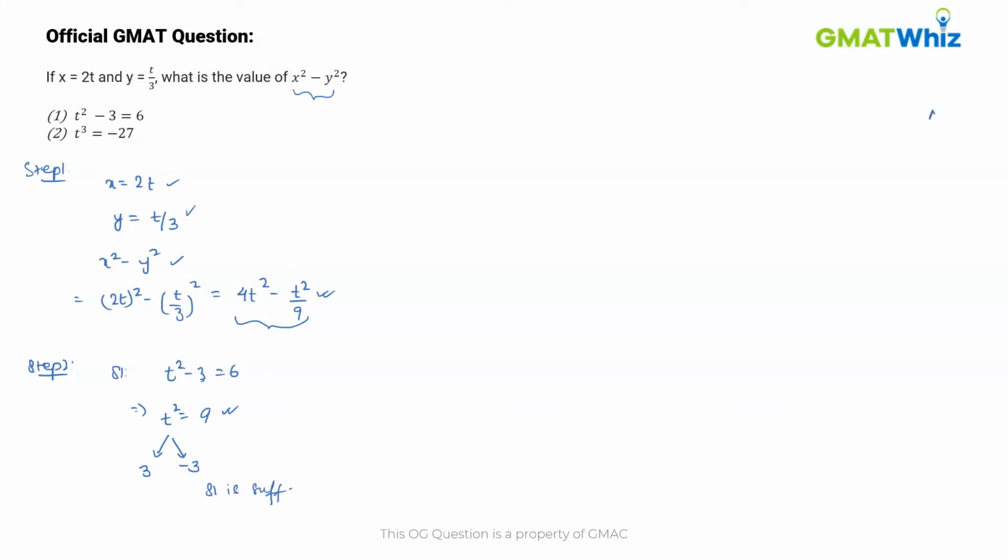From the given options we can eliminate options B, C and E. We now move on to check the sufficiency of statement 2. In statement 2 we have that the value of t cubed is equal to minus 27. This is possible when the value of t is equal to minus 3. From this we get the value of t squared, which will be 9. When we substitute this value in the expression 4t squared minus t squared by 9, we do get a value. So we can conclude that statement 2 is also sufficient, and hence the correct answer is option D.